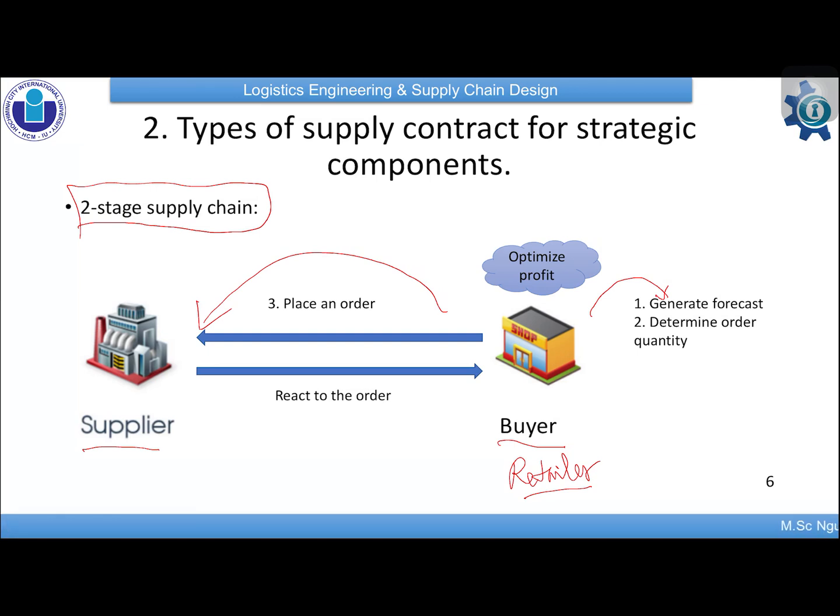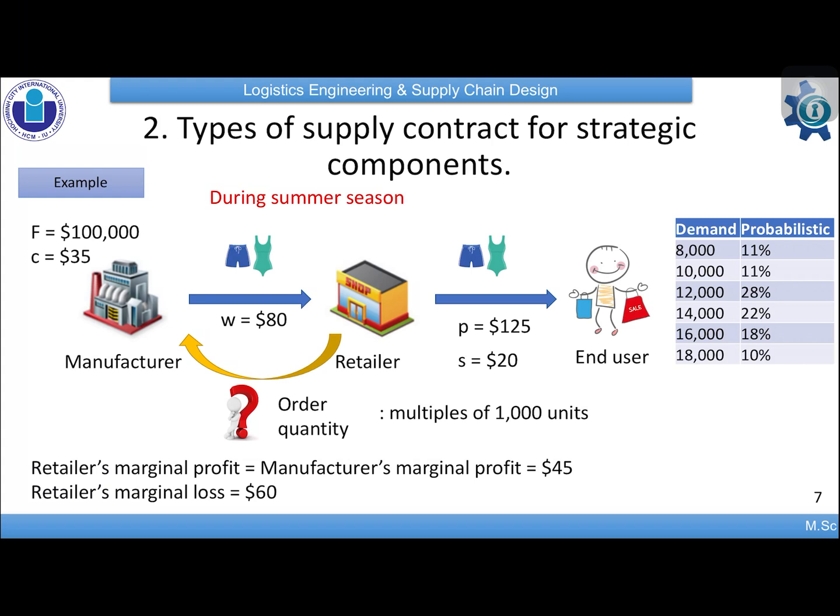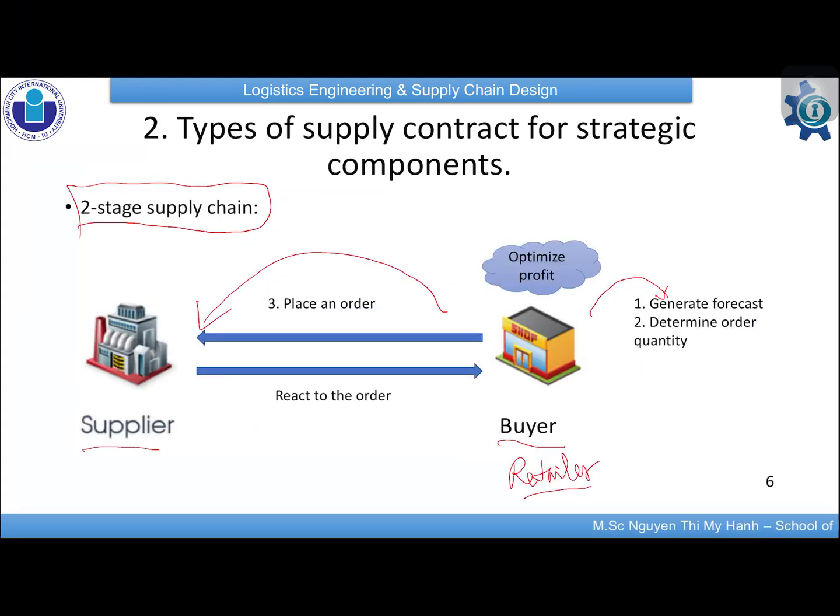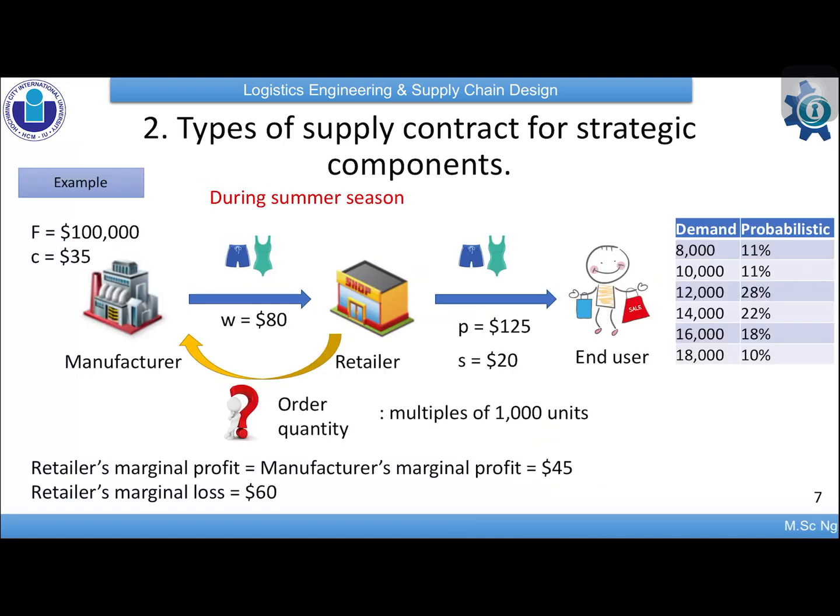Their objective is to optimize the profits of itself, and the supplier will react to this order. So based on the order from the buyer, the retailer, the supplier will determine the quantity they should produce, for example. Let's look at this example.